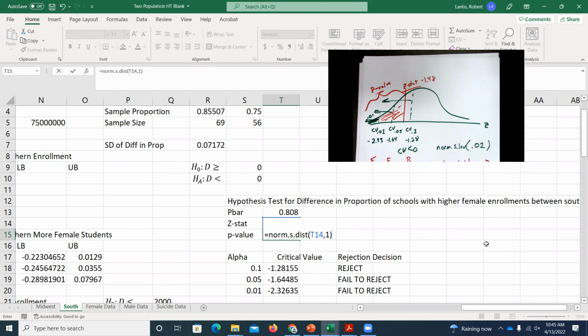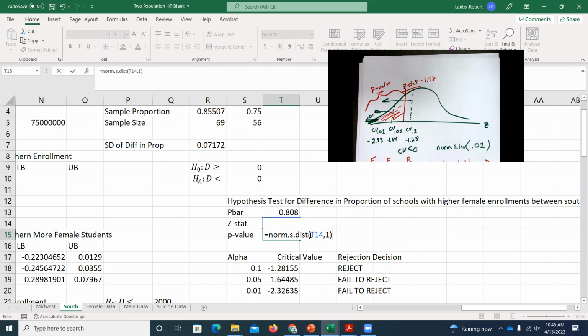Also, if you want the area to the right, that doesn't mean you put a 2 in instead of a 1. I saw a lot of people make that mistake, and I know I mentioned it before, but we're always going to have a comma 1 there for NORM.S.DIST to make it cumulative, giving me the area to the left. Unfortunately, there's no way to use NORM.S.DIST to find the area to the right. Well, you can, just not within that formula.